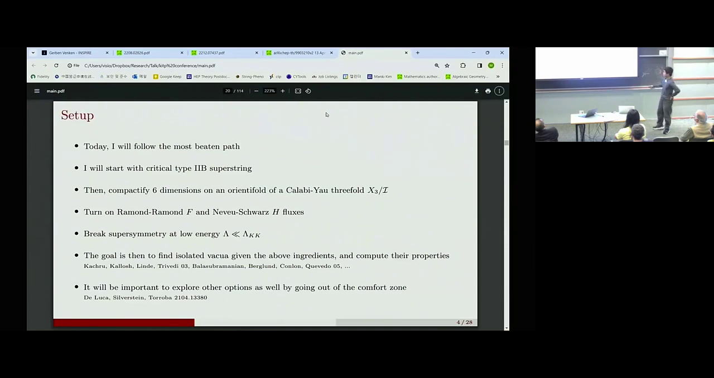And as was illustrated in this recent paper by Bruno, Eva, and Gonzalo, we might not really need to break SUSY at such a low energy scale. Even if you break SUSY at the KK scale, for example, they were able to convincingly argue that you might be able to retain some computational control. So probably what we also have to do is to explore some other options, not just type IIB, but I'll stick to type IIB for today.